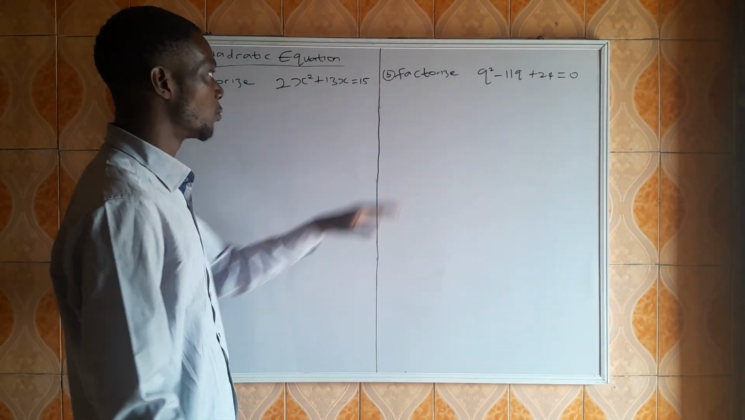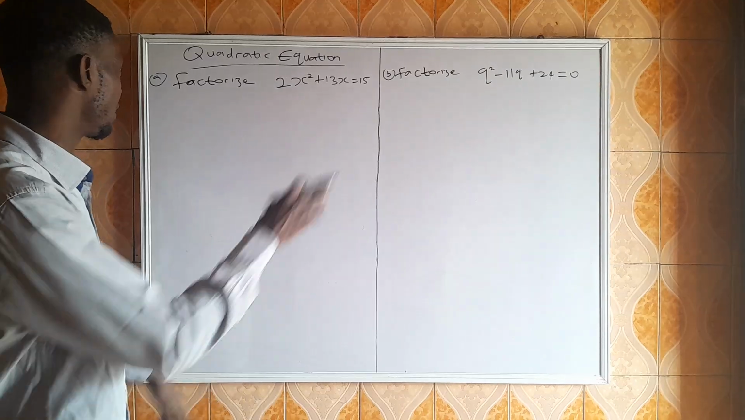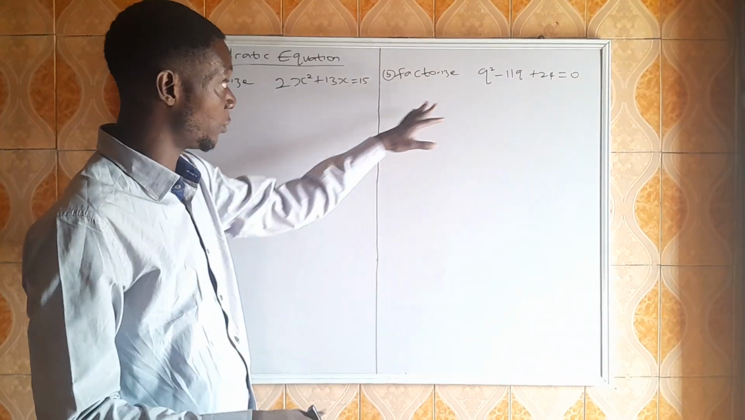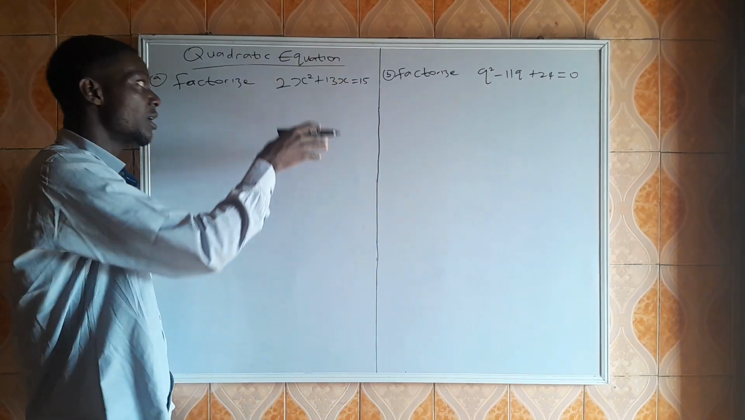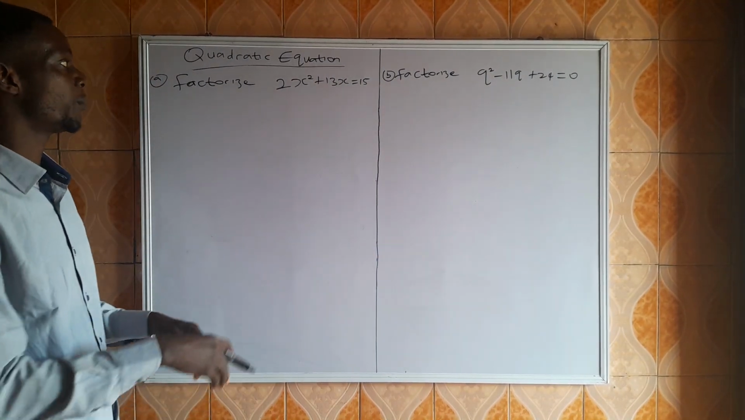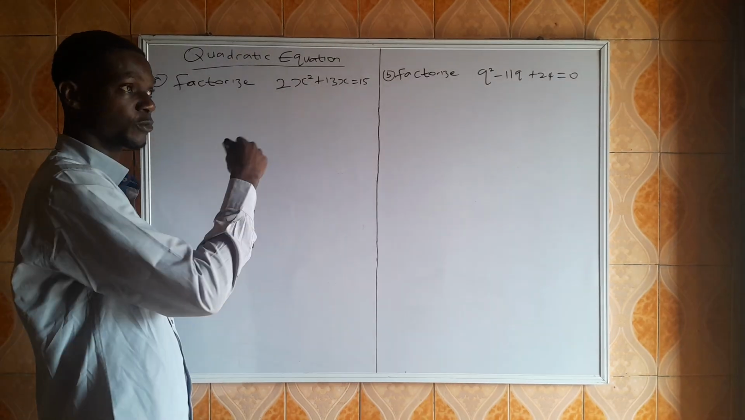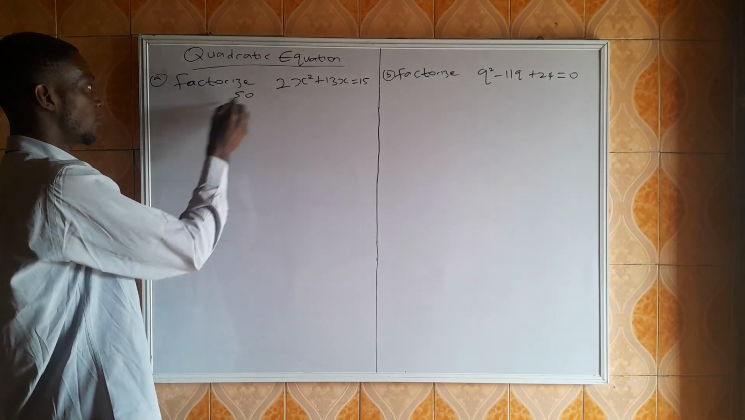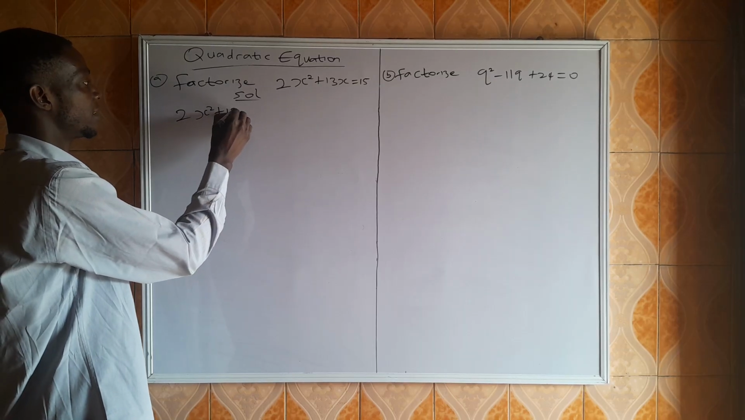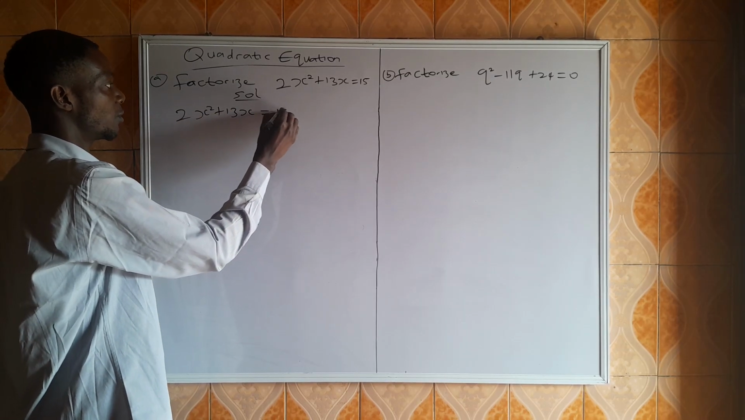Now, let's check out these two questions on quadratic equation. See, we're still factorizing. I told you we're going to be solving a lot of questions under this topic. Let's start with this. We are told to factorize 2s squared plus 13s equals 15.